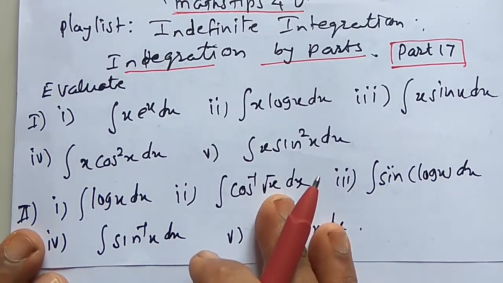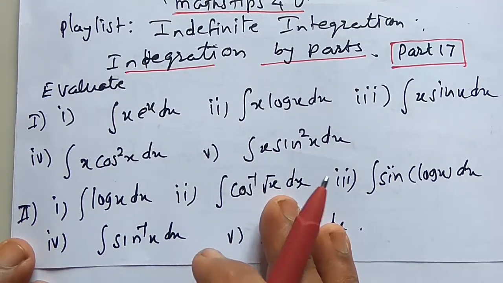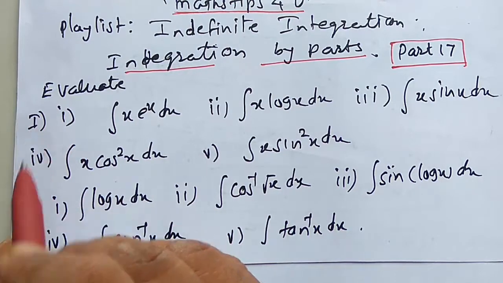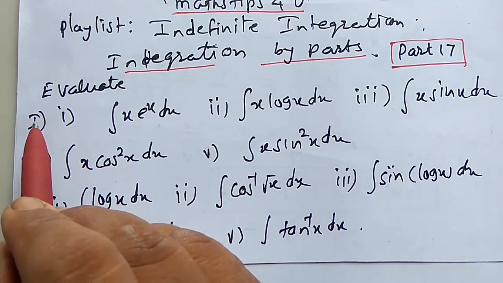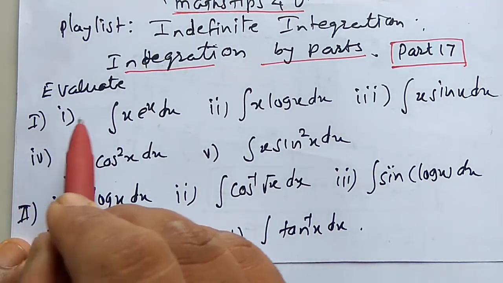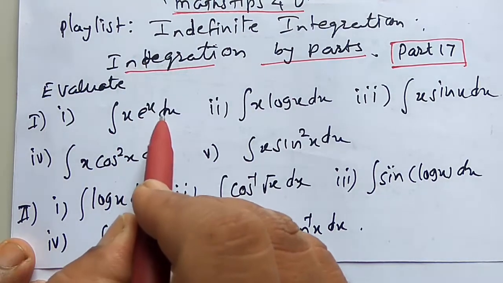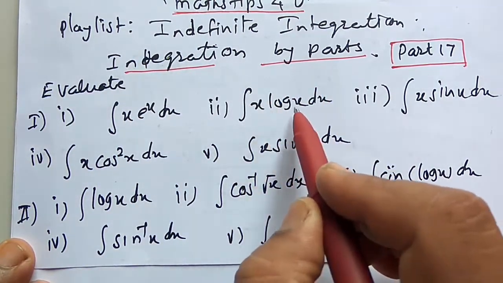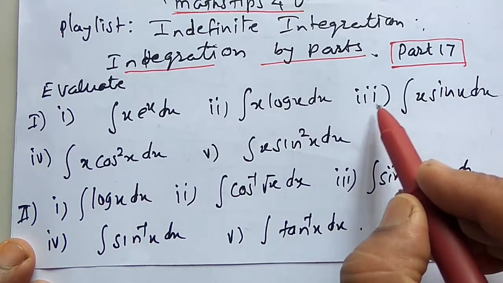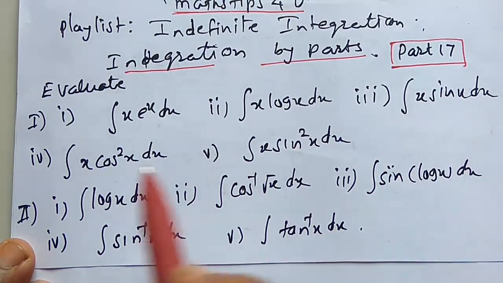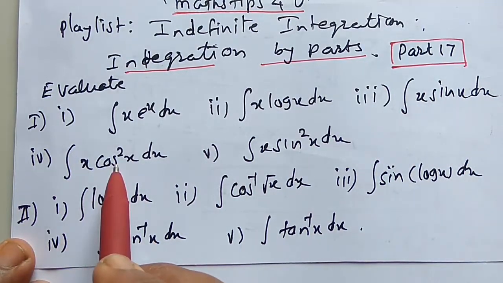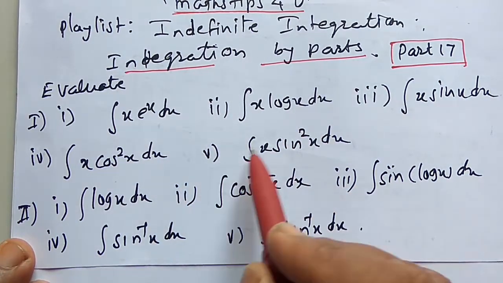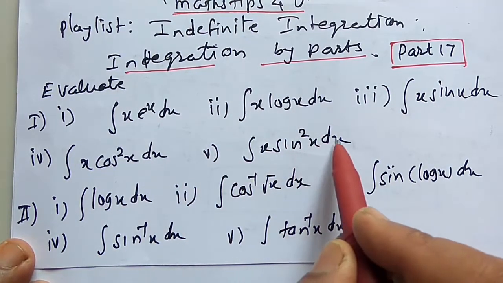Now we shall see first a few simple examples. Now there are two types of examples. First one, integration of x e raised to x dx. Number two, integration of x log x dx. Number three, integration of x sin x dx. Number four, integration of x into cos square x. Number five, integration of x into sin square x dx.